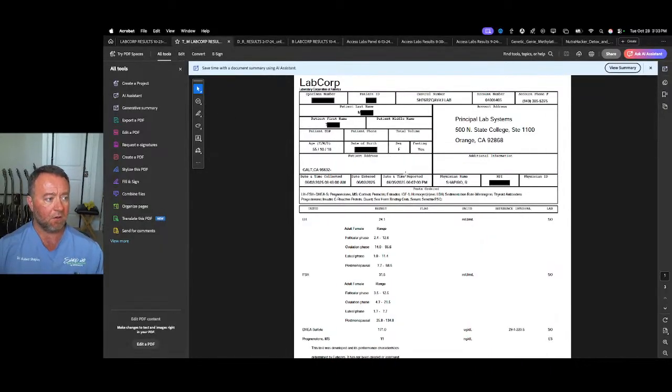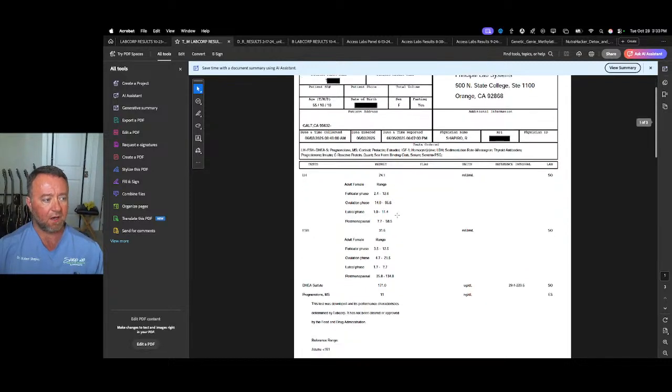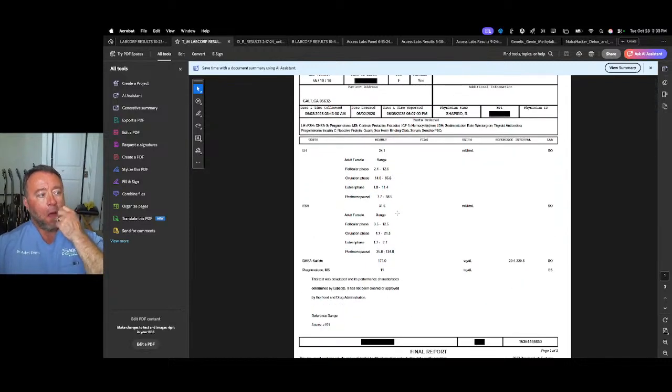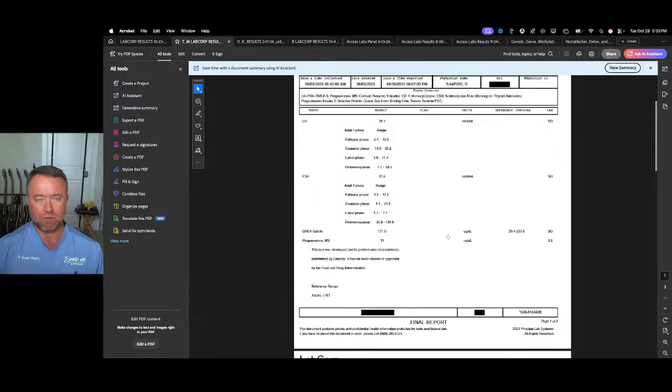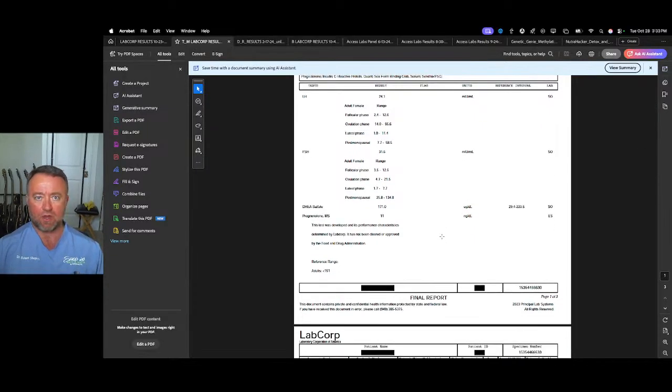This is a female who's 55, and she's never had a real comprehensive panel run on her hormones. She's postmenopausal. We wanted to get a fix on, is she still postmenopausal? What are her hormone levels?